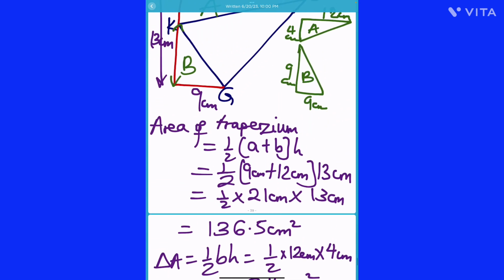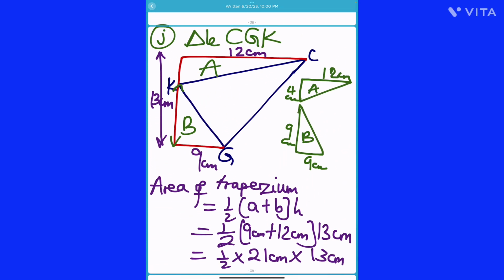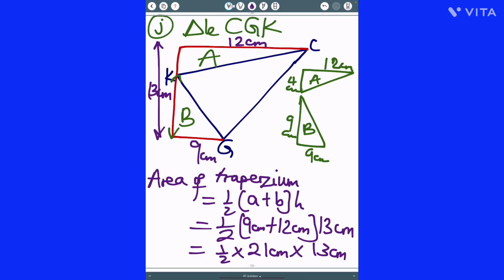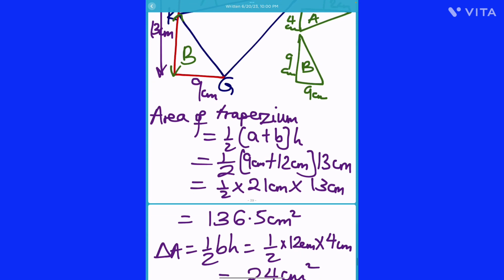So take note of how we have treated each one in steps. This is a very simple question. If you look at the steps, our triangle is in the middle of a what? In the middle of a trapezium. So we get the area of the whole trapezium, then subtract the area of this triangle and this triangle from it to get what is left, which is the area of triangle CGK. That ends our examples from this shape.